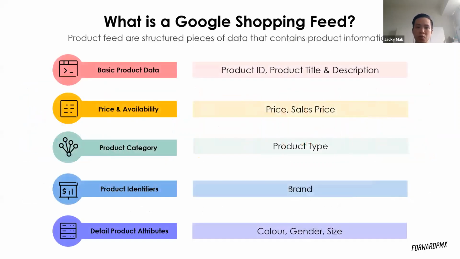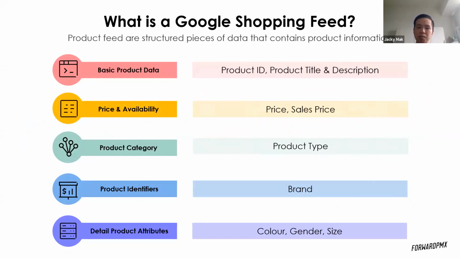In case you don't know what a product feed is, basically it is a structured piece of data that contains the product information. It includes the basic product data, for example your product title or description. It should also include your price, whether it's the usual price or discounted price, your product category, your product identifiers, and some detailed product attributes like color, gender, and size.